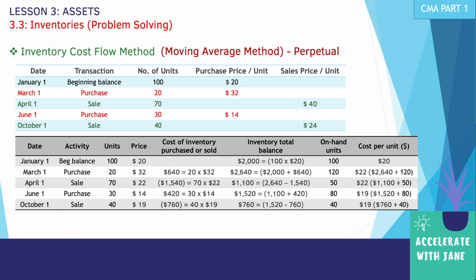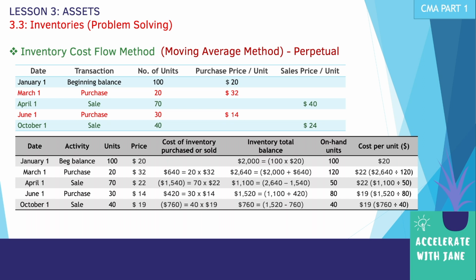And then we get the units on hand as of June 1. So remember, as of April 1, we have 50 units, and then we purchased 30. So that is 50 plus 30, we get 80 units on hand of inventory. Okay, now, as I've mentioned earlier, for perpetual inventory system and moving average method, we actually calculate a new average cost of inventory whenever there is a purchase transaction. Here, in computing for the new average cost of inventory per unit, we divide the total running balance of inventory, that is 1,520, divided by the total units on hand, which is 80, and then we get the new cost per unit, which is 19.